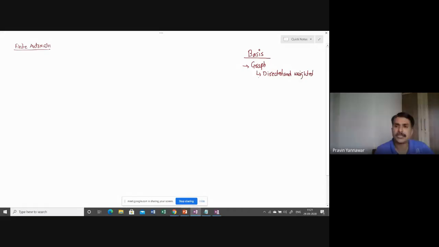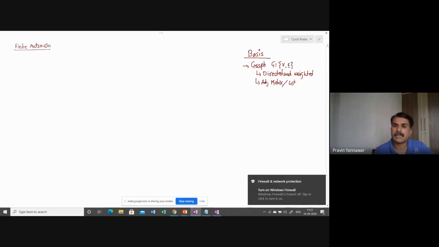And as far as implementation is concerned, you must be able to understand the graph representation using an adjacency matrix or adjacency list. You can represent a graph using these two techniques. And we know that this graph is represented by G in brackets V comma E, where V is vertices and E are the edges. So the basis is the graph, and the finite automata has this.